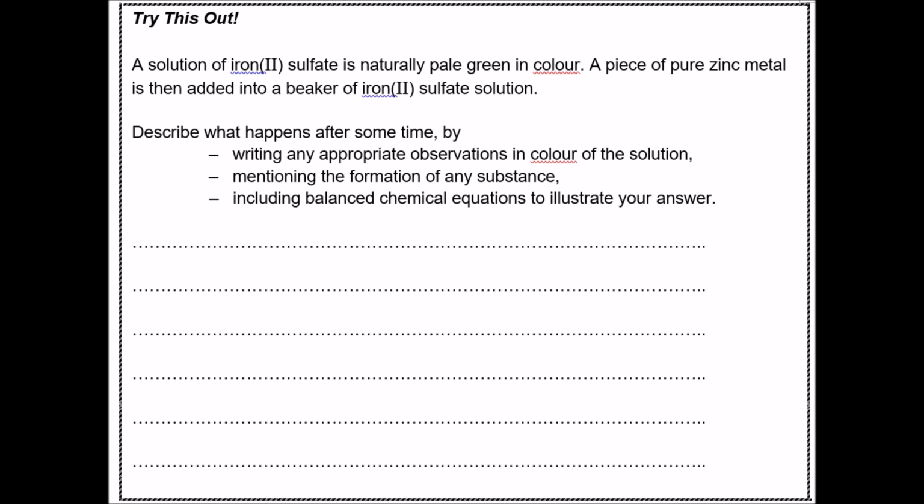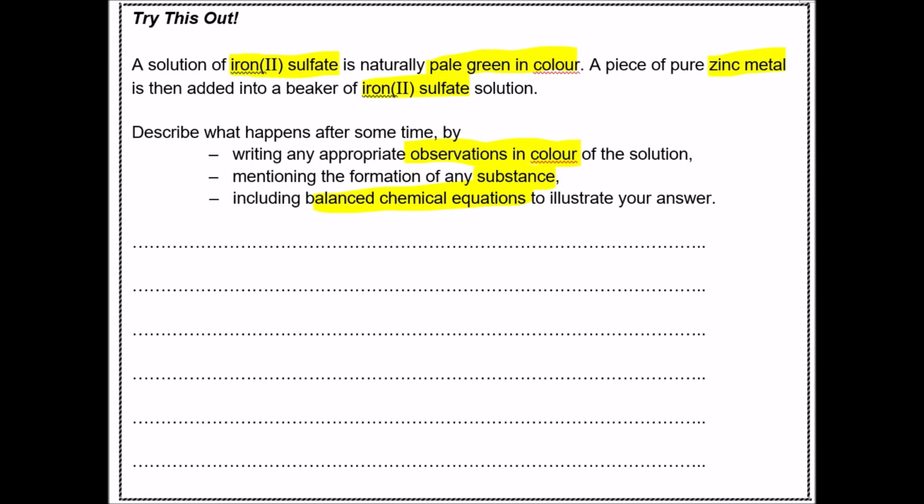Okay, so let's try this question together. Let's take a look at the key information. Solution of iron sulfate is pale green in color. We are adding zinc metal into a beaker of iron sulfate. Okay, so what do we need to have in this answer? We need to have the observations in color. We need to mention any substance that is formed, and we need to write a balanced chemical equation.